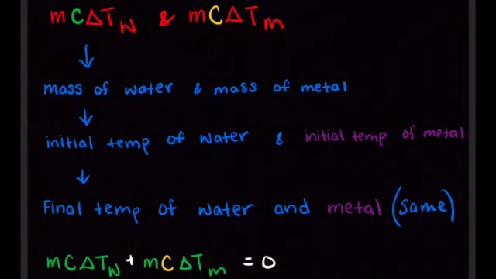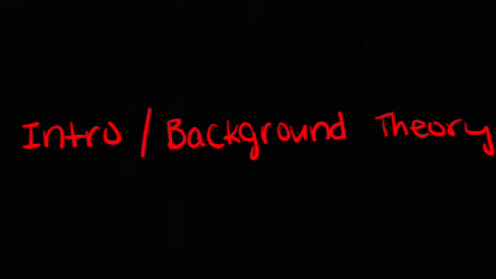In the bottom equation, the values determined during the hands-on part of the lab are in green. The yellow value is the specific heat capacity of the metal, which is determined in later calculations. If you're confused about this equation in general, don't worry. I'll get to that later. Now for the intro/background theory.